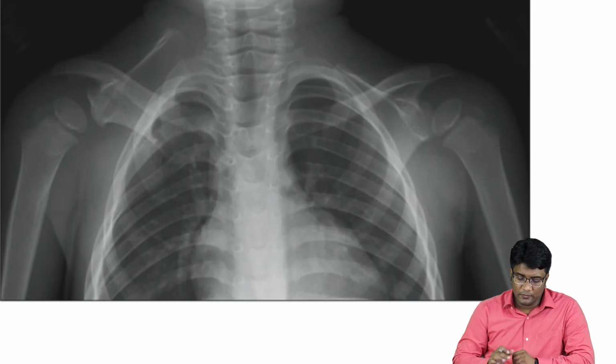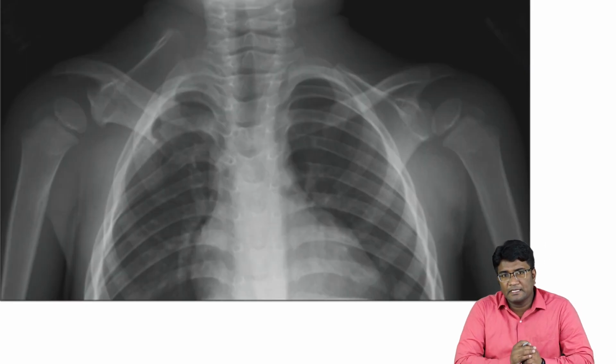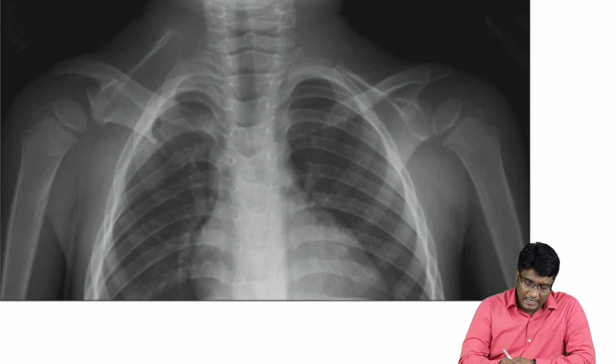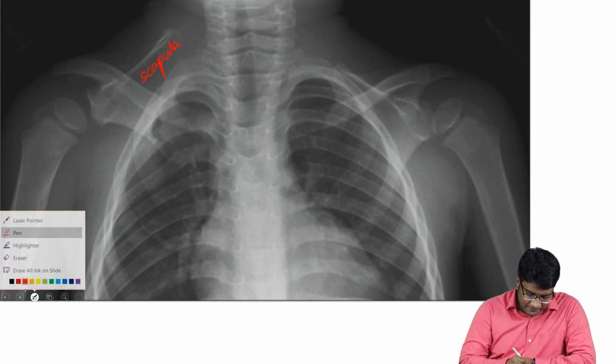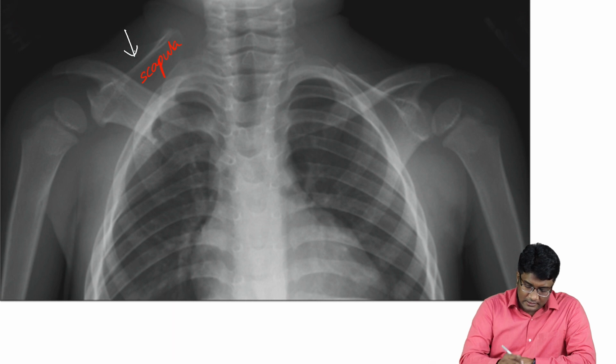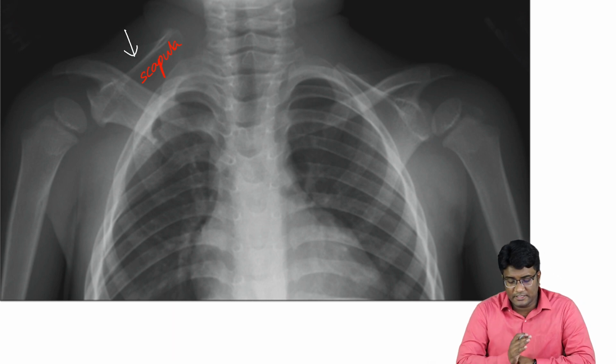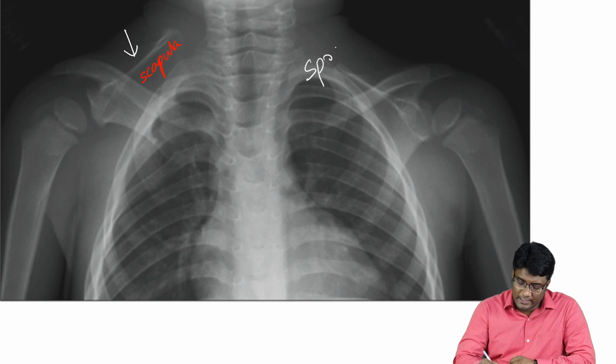Let's start with the image given here. Please look at this chest radiograph. This is a frontal chest radiograph showing you a high-lying scapula. You can see the scapula here, and this scapula is high-lying, right? So this high-lying scapula, which is elevated and rotated, this suggests what is called as Sprengel's deformity.